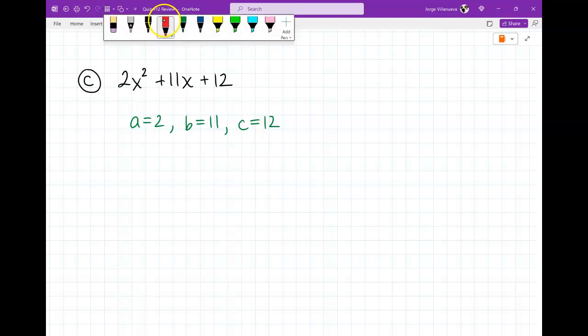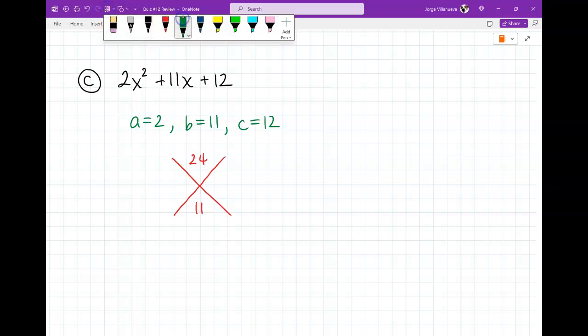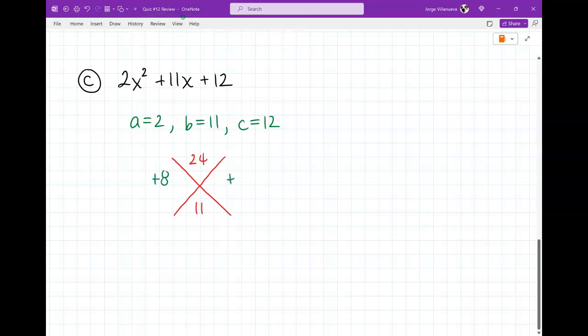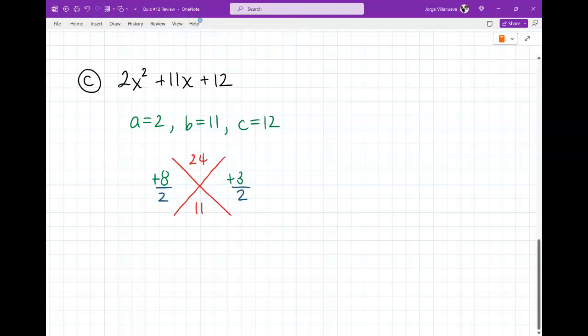So let me make my X method right here. So 2 times 12 is 24. And B is 11, so that goes down to the bottom. I need 2 numbers that give me 24 when I multiply, 11 when I add. 8 and 3, right? So positive 8, positive 3. But I do need to divide, right? I got to divide by what number? A 2. So here we go. On the left side, that's a positive 4. On the right side, I can't divide it.